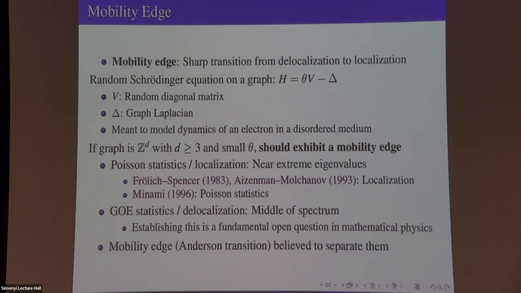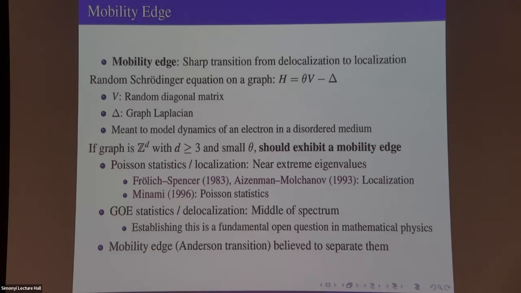And this has been proven to a great extent by people in this audience, Fröhlich and Spencer in 1983, Aizenman and Molchanov 10 years later with a different proof. They showed the localization aspect. The Poisson aspect was also shown by Minami.